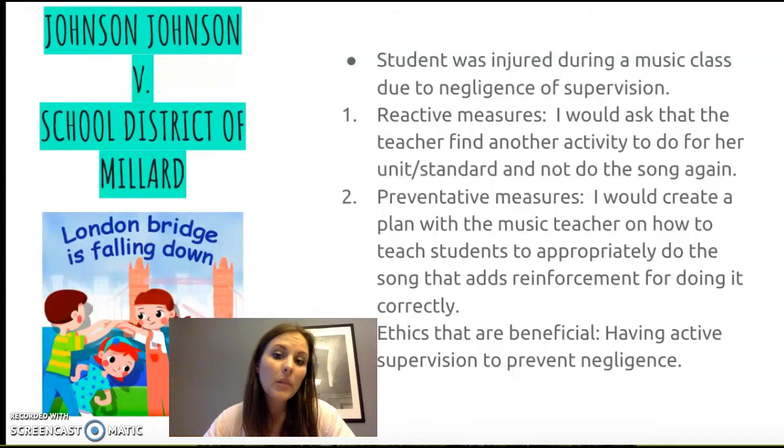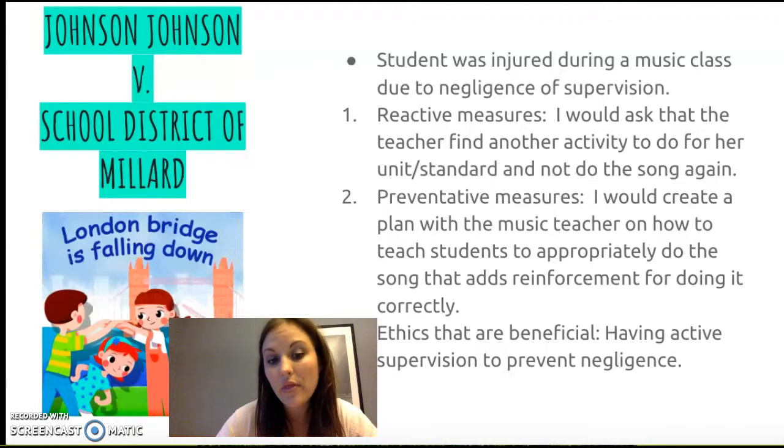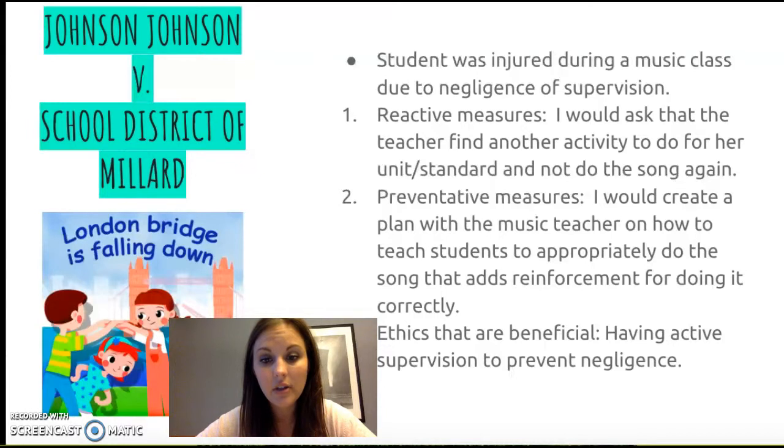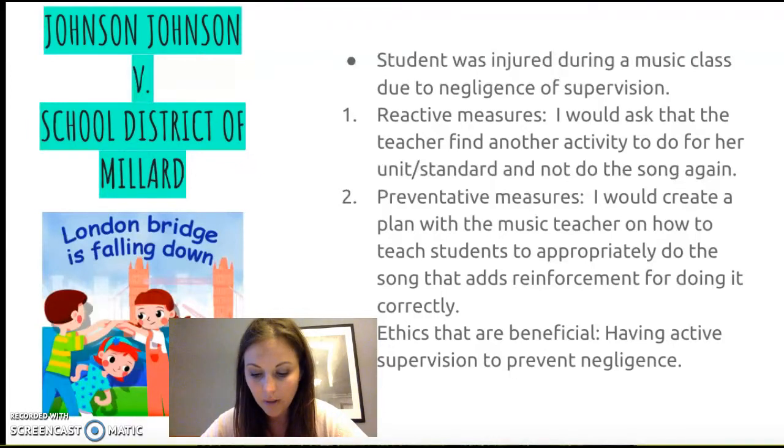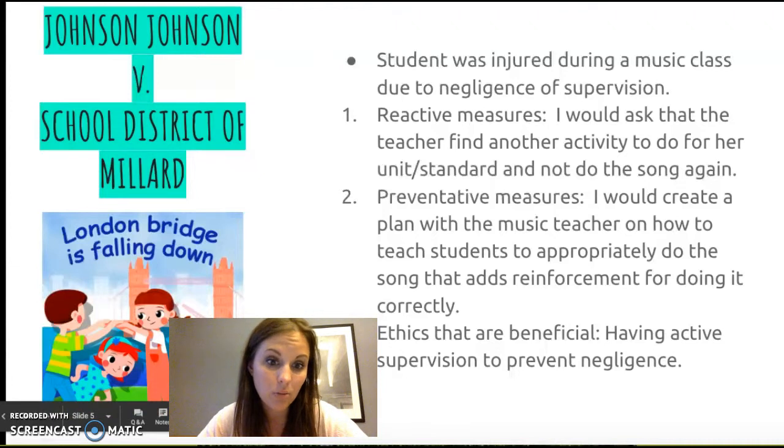Preventative measures for the future, I would create a plan with a music teacher on how to teach students to appropriately do the song that adds reinforcement for them doing it correctly, because obviously we need something to want them to do it correctly and not have them flinging each other to be more fun. So ethics that are beneficial is having active supervision to prevent negligence, and I also believe that she would need to be teaching what is right and what is wrong.